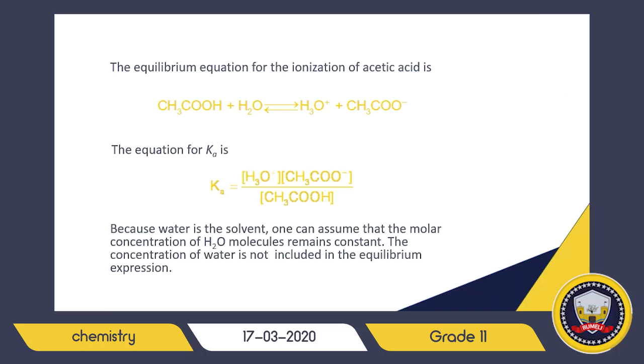The equilibrium equation for the ionization of acetic acid is as following. CH3COOH plus H2O will form hydronium ion, positively charged, and the acetate ion, negatively charged. And the equation for Ka is as following. Ka is the concentration of the products over the concentration of the reactants. So it will be the concentration of hydronium ion multiplied by the concentration of acetate ion over the concentration of acetic acid.